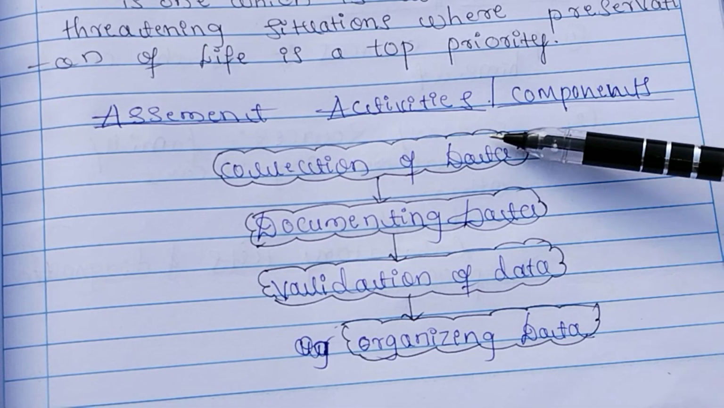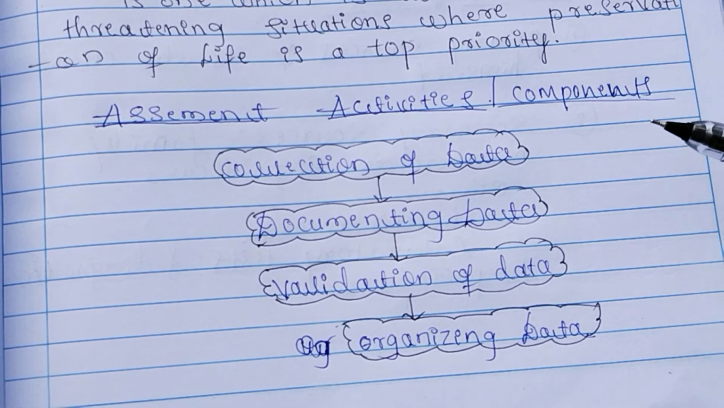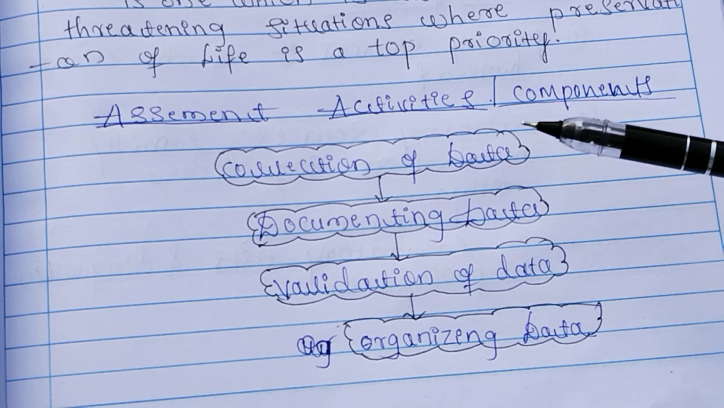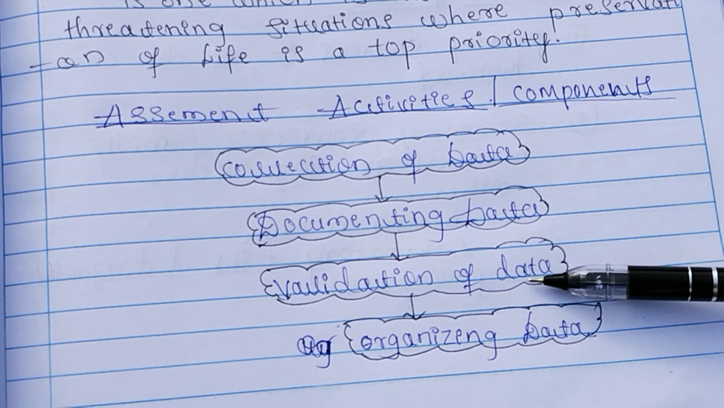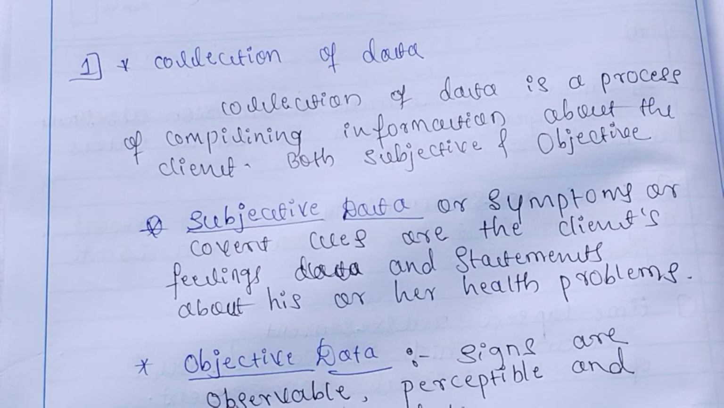Next is assessment activities, or components of assessment. There are mainly four types of components or activities. First is collection of data, documenting data, validation of data, and organizing data. First is collection of data.